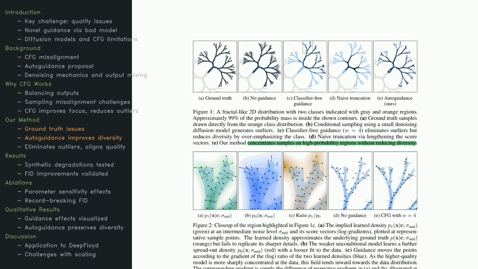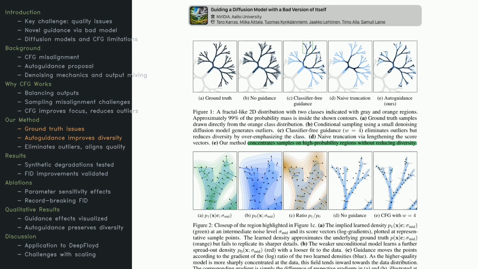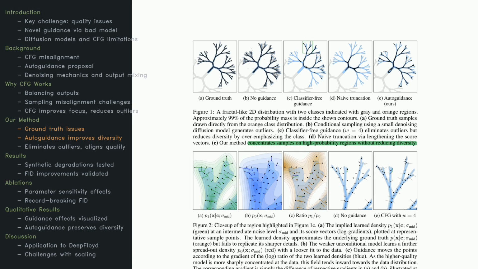Now let's check out the figures on page 4 upper. See how the fractal-like dataset is split into 2 regions? Look at figure 1 here, if you have the paper in front of you, to see a clear separation in the ground truth distribution between 2 classes. Without any guidance, diffusion models produce scattered samples that miss the mark. Classifier-free guidance does better, but can over-concentrate on the main class, losing diversity.